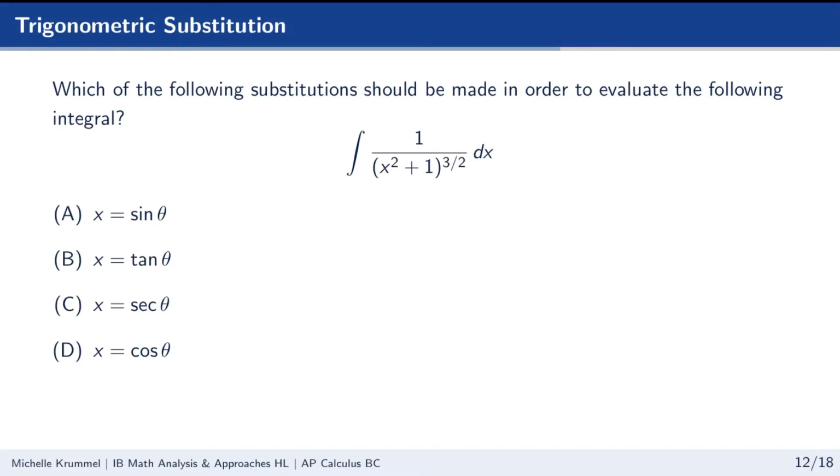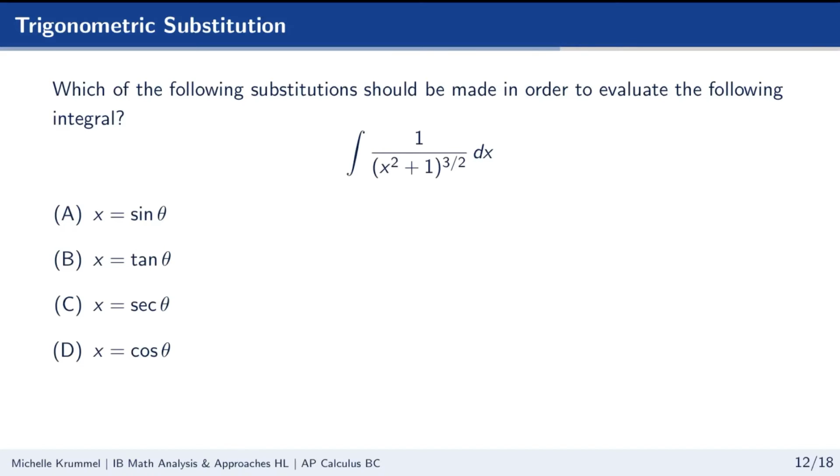Which of the following substitutions should we make if we want to integrate 1 over x squared plus 1 to the 3/2? So this looks a little different because we're not seeing the square root. But when you think about rational exponents, 3 over 2 means you're raising to the power 3 and then taking the square root. So it does still involve a square root. And you don't have to have the square root in order to try trigonometric substitution.